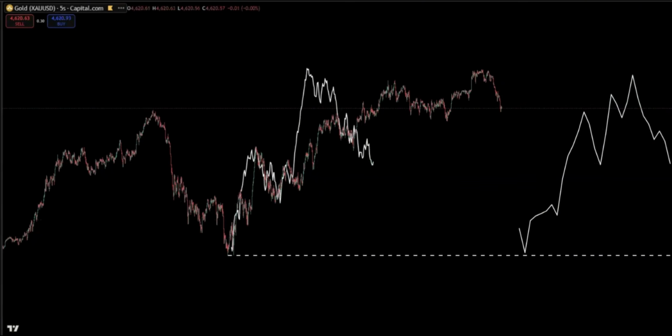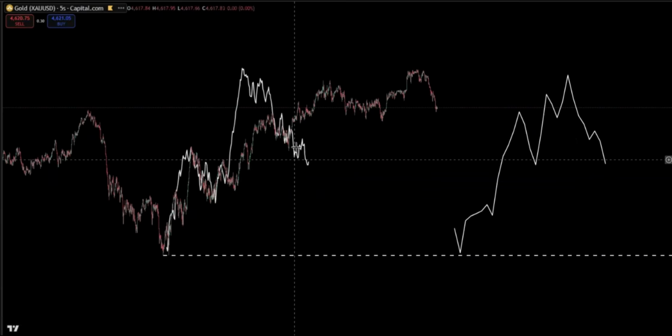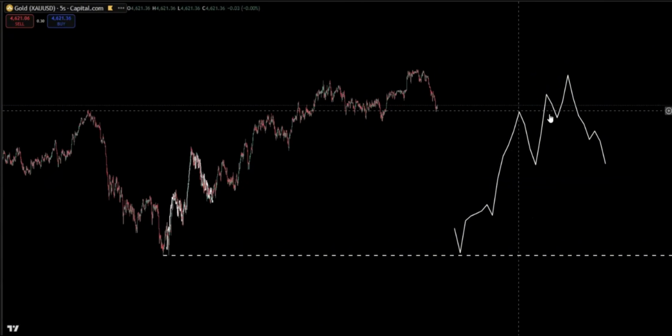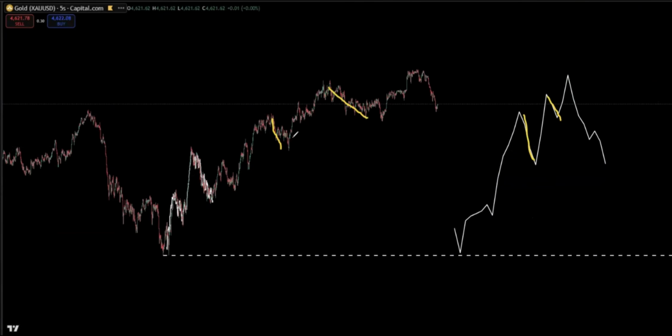So based on this one, we have a short position from here to target this level. And this also confirms the self-similarity map. So this retracement becomes this one, and this retracement becomes this one, and we got this W. Is it clear?